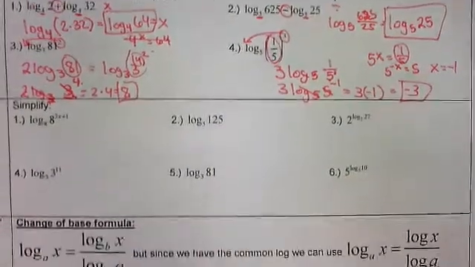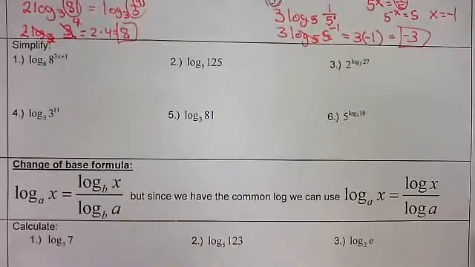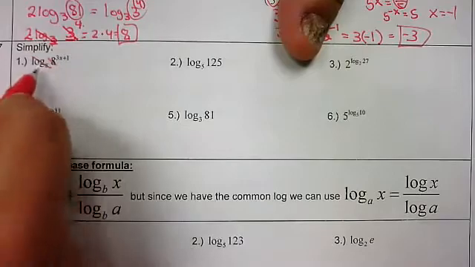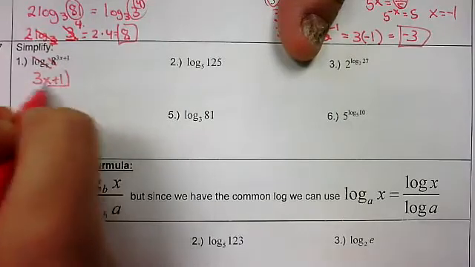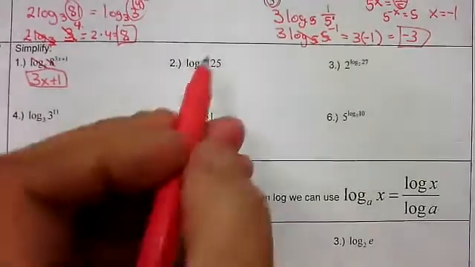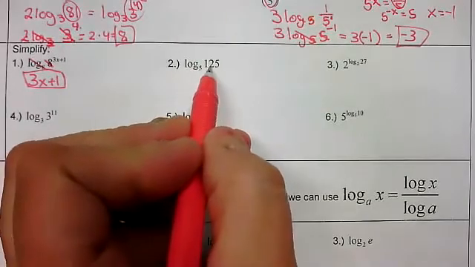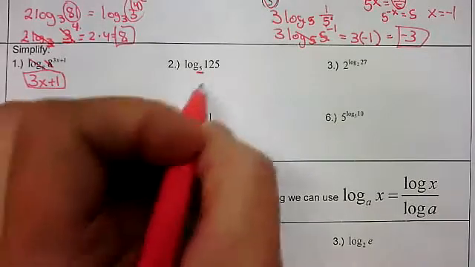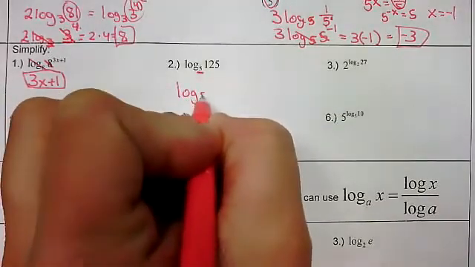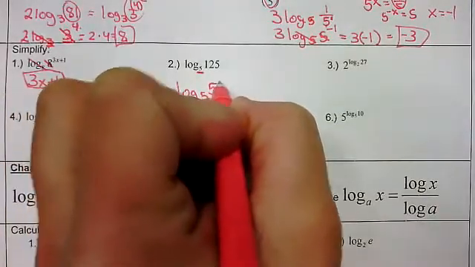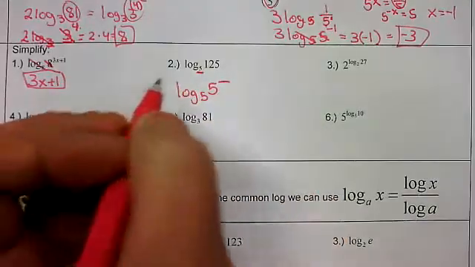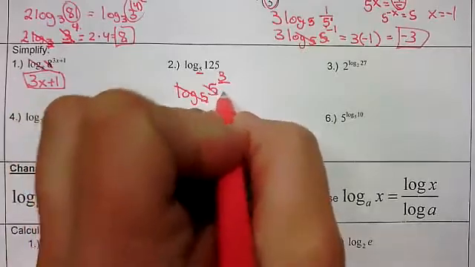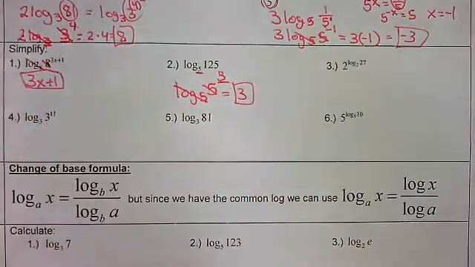All right, let's go ahead and simplify these ones. So we're going to be doing the same thing. So log base 8 and the 8 cancel, and I'm left with 3x plus 1. Log base 5 of 125. Well, we need them to both have a base of 5. So we need it to be log base 5 and then 5 to some power. And we know that 5 to the third power gives us 125. So now we can cancel those, and we're left with just 3.